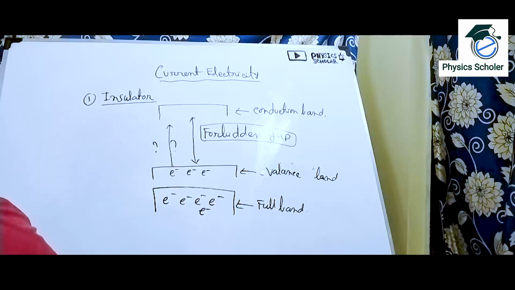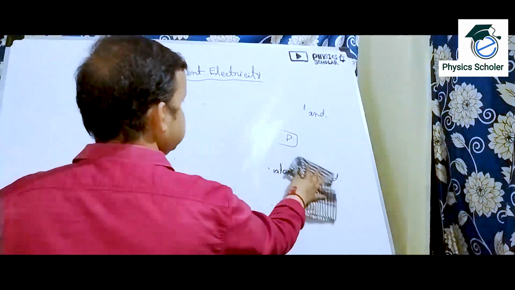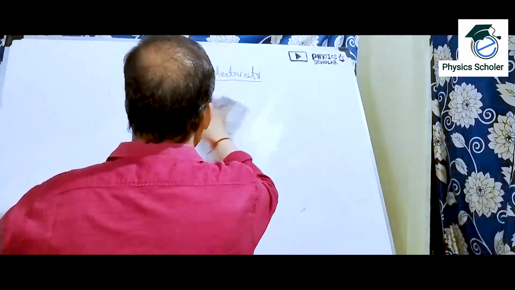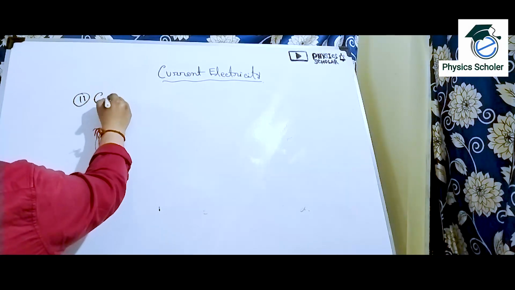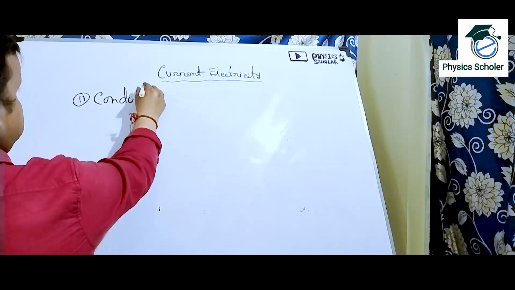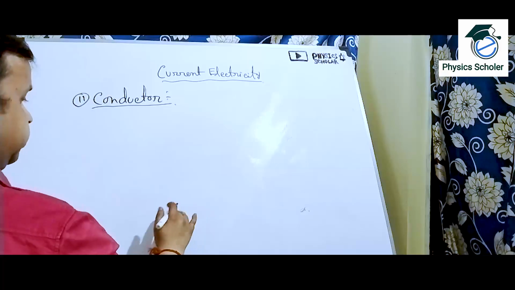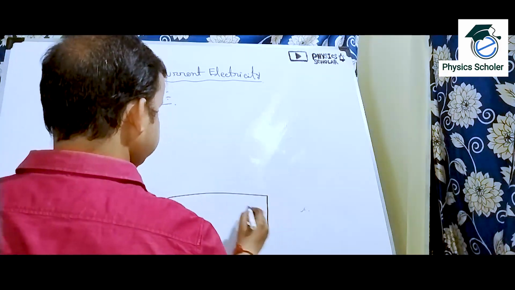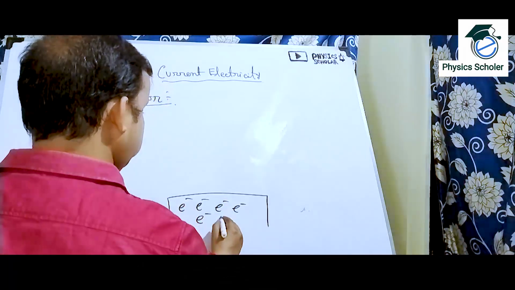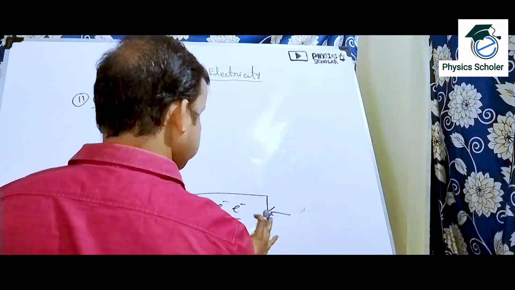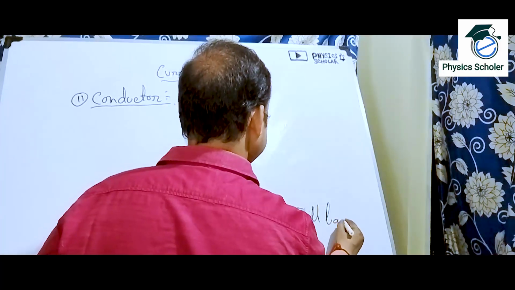Now let us draw this diagram for a conductor. First, this band is known as full of electrons, closely packed with the nucleus, so it is known as the full band.